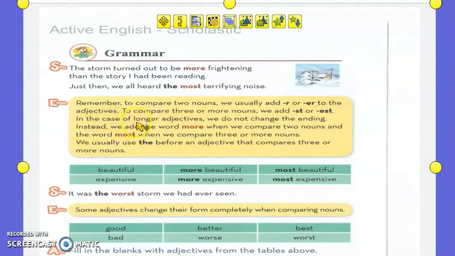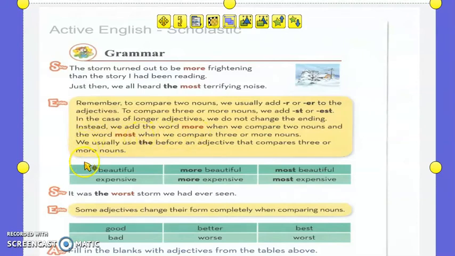In the case of longer adjectives, بحال إنه كان في عندي صفات طويلة, we don't change the ending. Instead, we add the word more when we compare two nouns. إذا كان بنقارن بين شغلين بالcomparative form, we add more. And the word most when we compare 3 or more nouns. نقارن 3 أشياء أو أكثر نحط most.